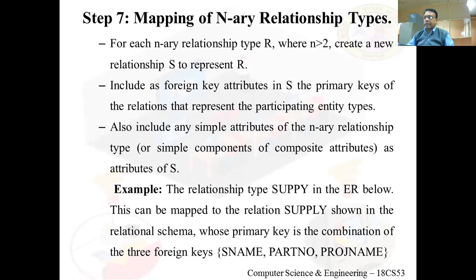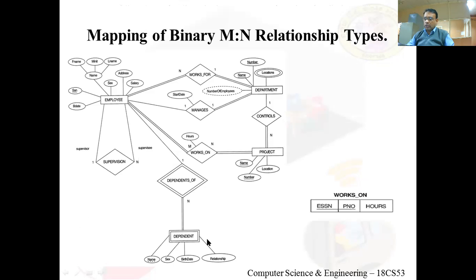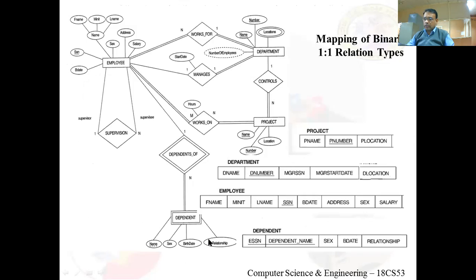So just to give a quick recap of what the steps are. I'll just go to the ER diagram. First step is identify the regular entities: employee, project, department. Add all the attributes and then identify the primary key. That is the first step. Second step, identify the weak entity. Dependent is the weak entity. Add the primary key of the owner entity. ESSN will be added. So I'll take you to the first diagram. Yeah, dependent. So this is added.